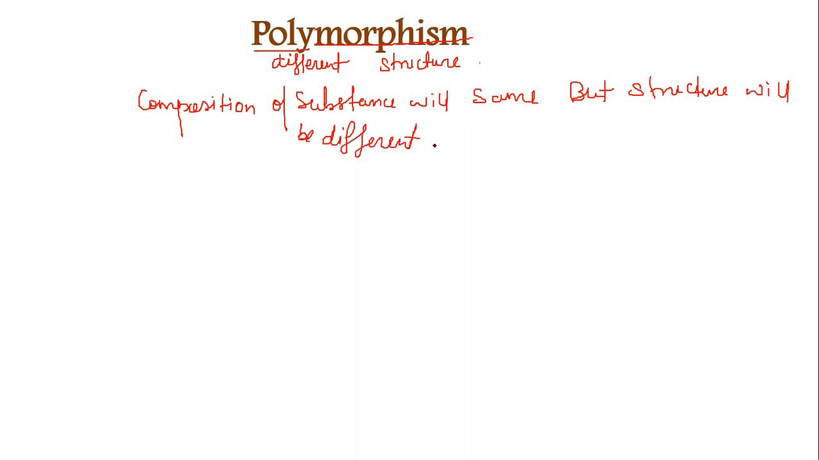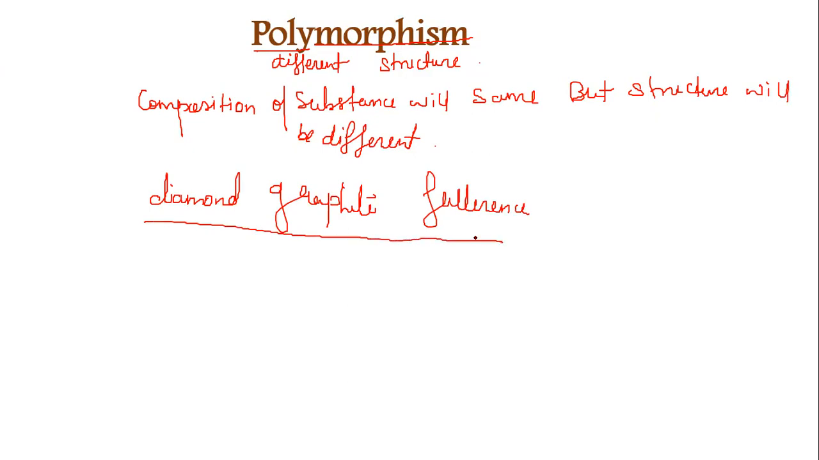Now, for example, if you take diamond, graphite, fullerene, they consist of same substance. Composition same है. They consist of carbon only. But इनका structure कैसा है? Different है. Diamond is tetrahedral. Graphite is present in layers and fullerene is like a soccer ball.